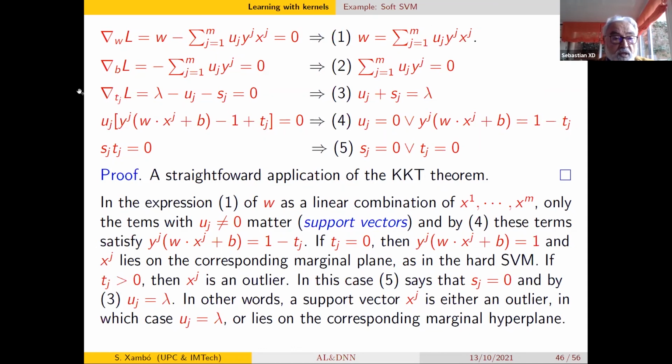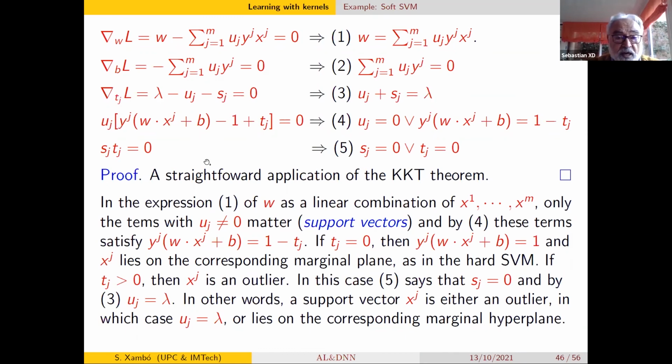This says that W is a linear combination of the data, xj, and the coefficients are these ones. The gradient with respect to B is minus this sum here, and this has to be 0. So therefore, the sum of uj yj has to be 0. The gradient with respect to the tj is lambda minus uj minus sj. So this boils down to saying that uj plus sj equals lambda.